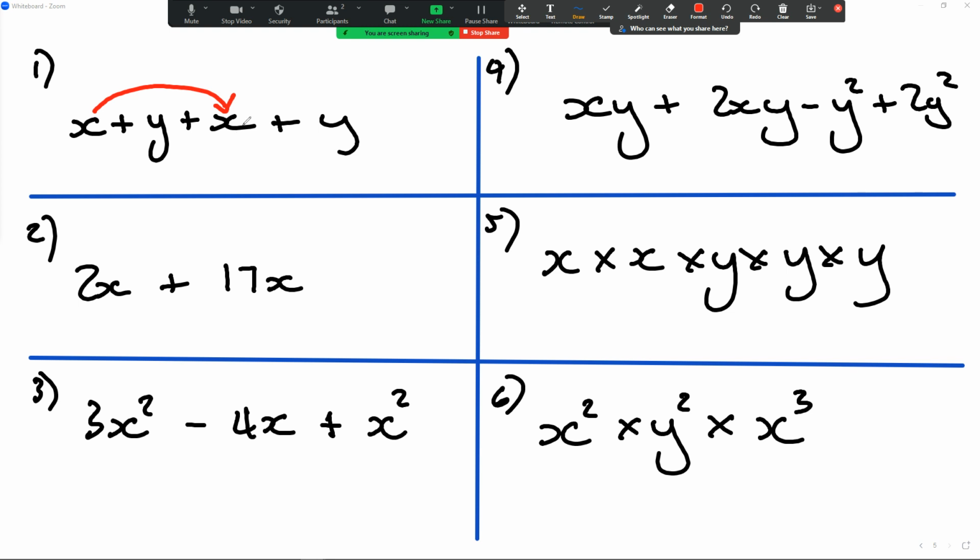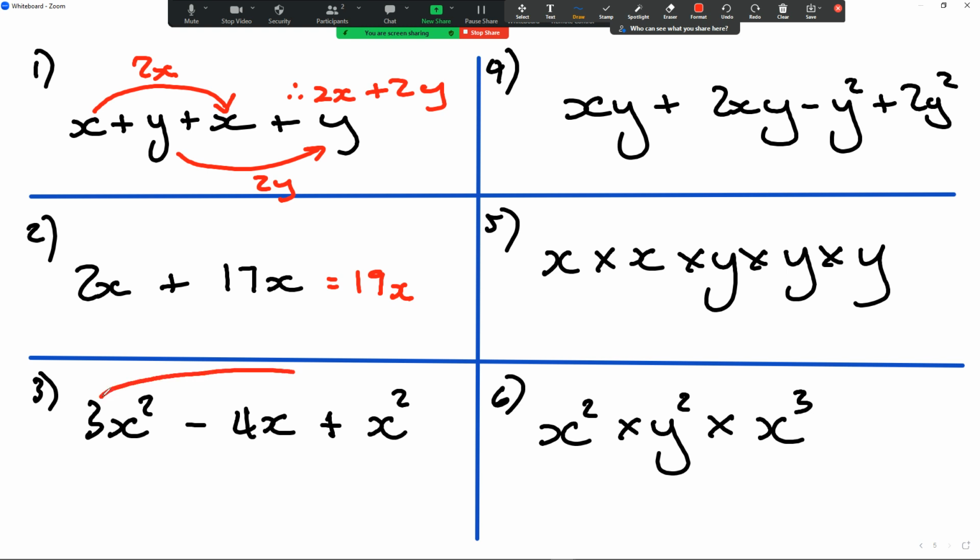So x plus x will become 2x. Y plus y becomes 2y. So that becomes 2x plus 2y. 2x plus 17x will get you 19x. 2 plus 17 is 19.